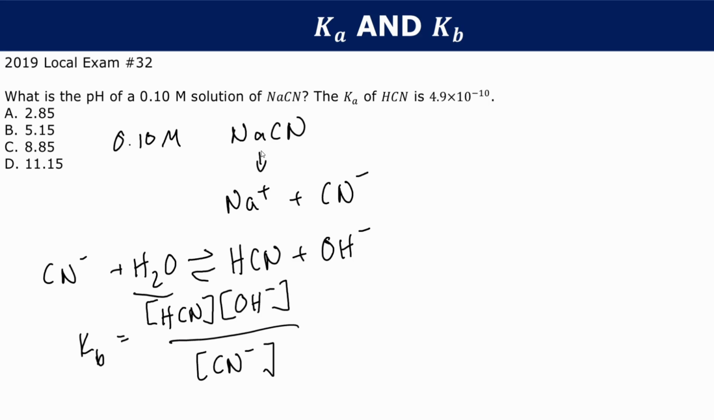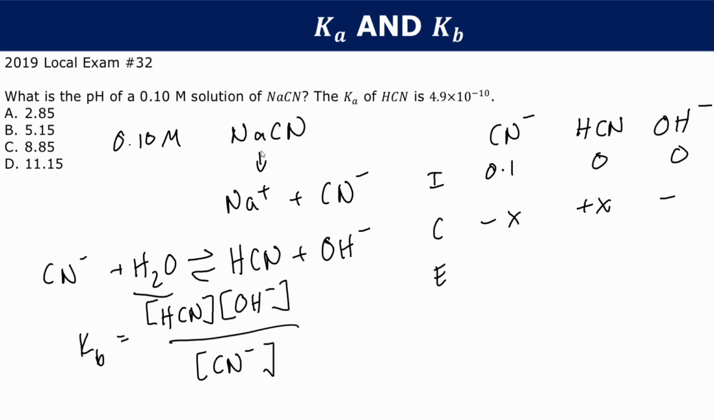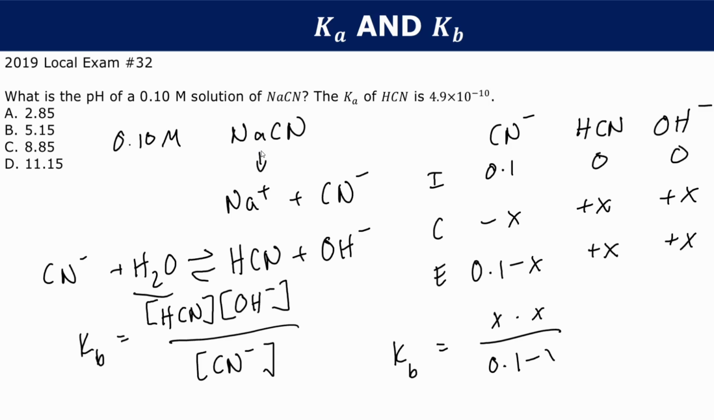At this point, we can write out an ICE chart of our reactants and our products. So cyanide and then HCN and OH-. And so the initial is 0.1 molar, and the initial for these are going to be 0 and 0. The change is going to be minus x, and the change here is going to be plus x and plus x. So our equilibrium is 0.1 minus x, this can be plus x, and this can be plus x. So our Kb value really is going to be x times x all over 0.1 minus x.